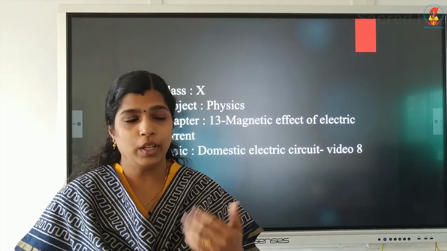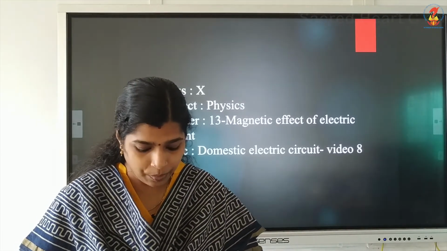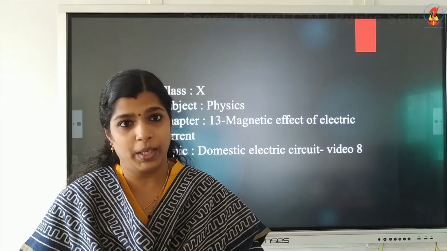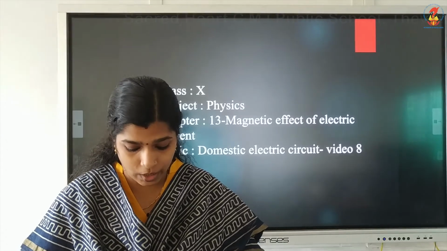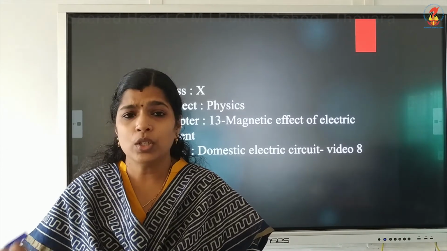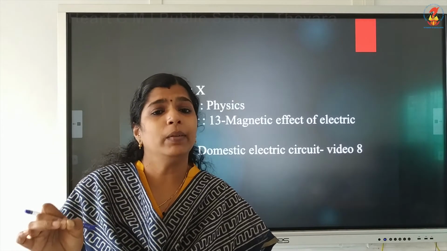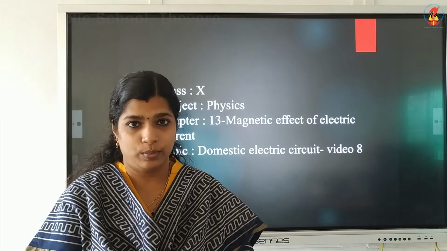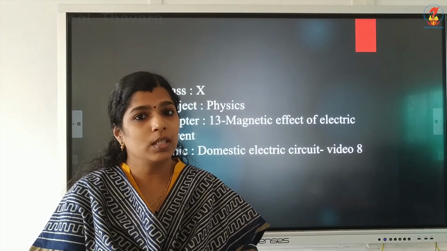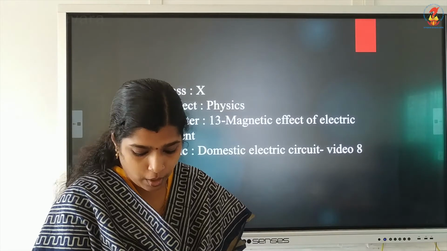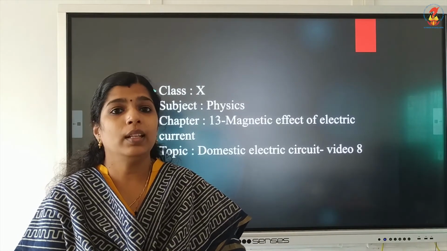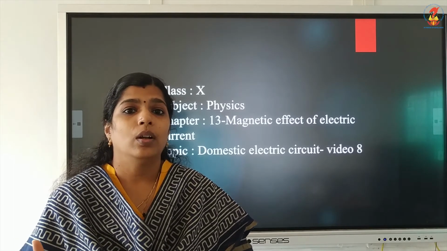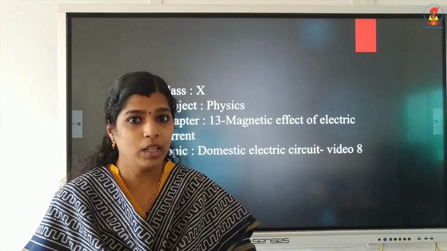In case of any short circuiting or any leakage of current, this metallic body is connected to the earth wire. The earth wire will provide a low resistance path for the electric current to flow, and protect us from electric shock.